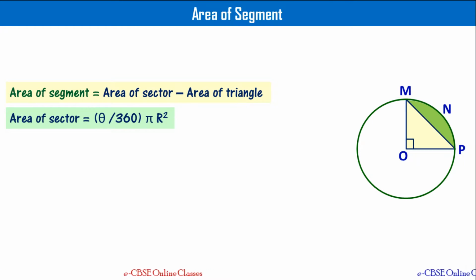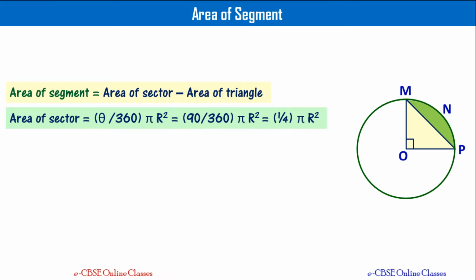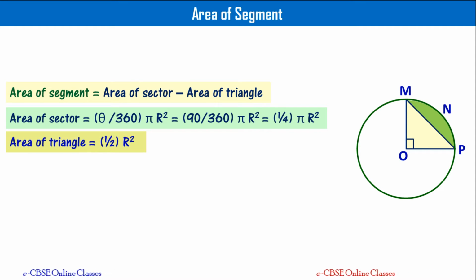When you substitute 90 degrees for theta and simplify, you get area of sector equal to 1 by 4 times pi r square. And area of triangle is half base times height. In this particular case, base equal to radius of the circle and height is also equal to radius of the circle. So area of triangle is going to be half r square.